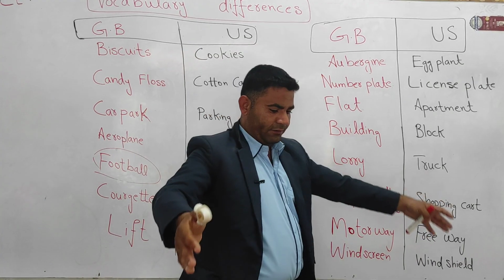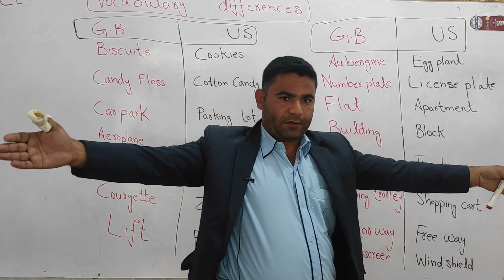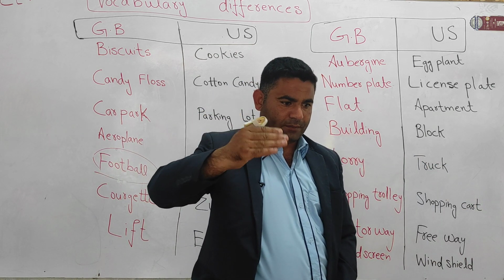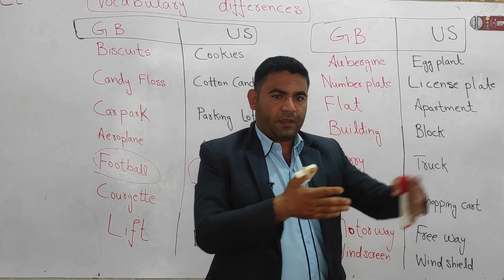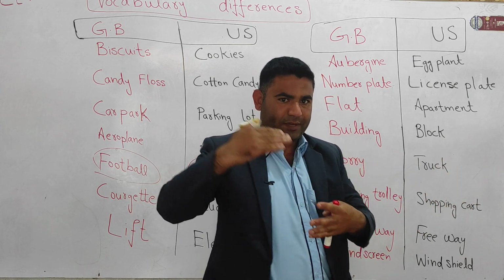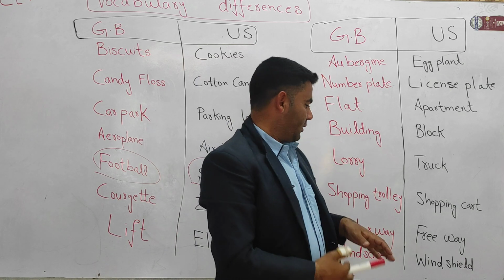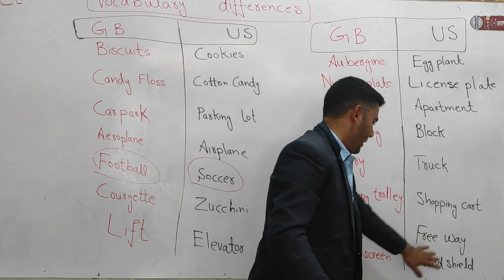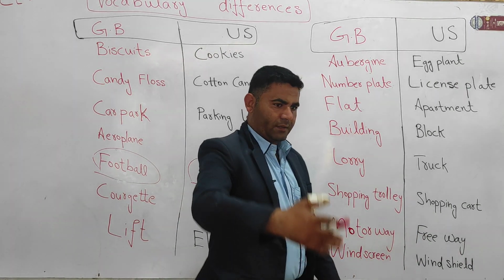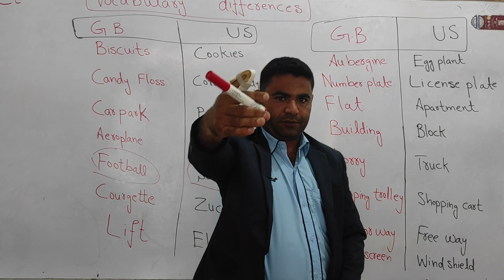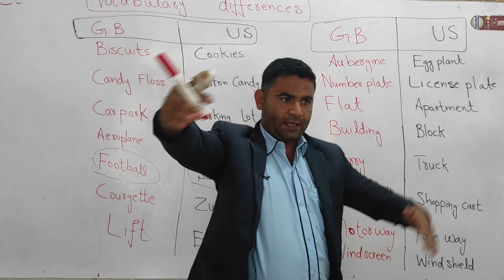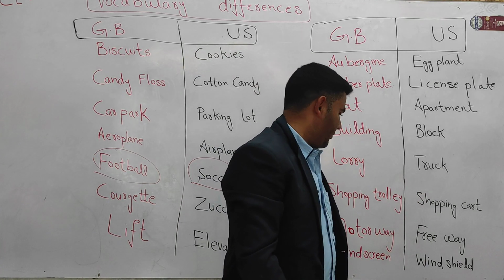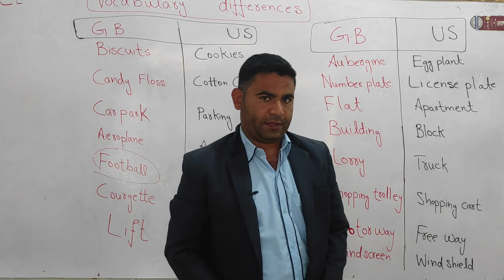Motorway, it's a kind of broad road in which you can speed up your car. It has a limit, but you can speed up. Everyone knows about motorway, I shouldn't be talking about it. Americans call it freeway. Windscreen, you know, the protecting shield of a car, the front windshield. British say windscreen and Americans say windshield, right?